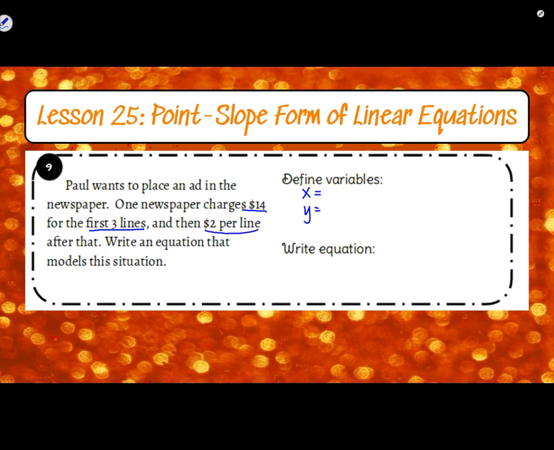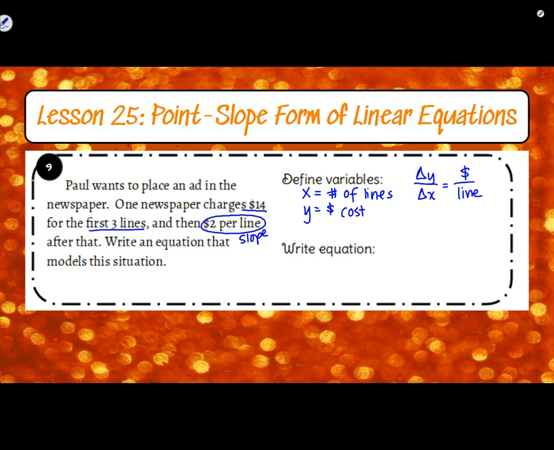This $2 per line, I like that for my slope. Okay, so if I look at my change in y over change in x, and I look at dollars per line, my y is going to be the amount of money or the cost. The x value is going to be the number of lines.